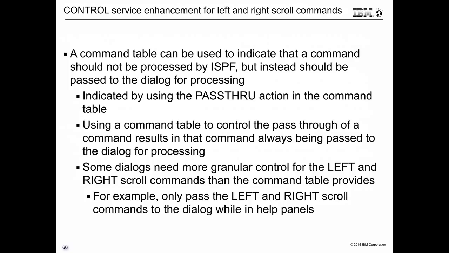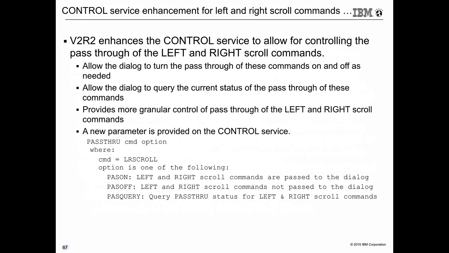Another requirement that we had from customers was the ability to have more control over the left and right scroll commands passed through to dialogues. So you can use a command table to indicate that a command should be passed through to a dialog instead of being processed by ISPF, but the control of that pass-through operation was pretty much all or nothing. The customer requirement said we want the ability to control on a granular basis whether or not left and right scroll commands are passed through for dialog processing and bypassed ISPF processing of it.